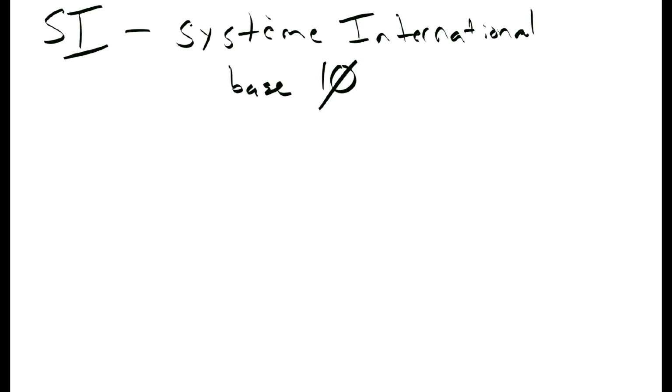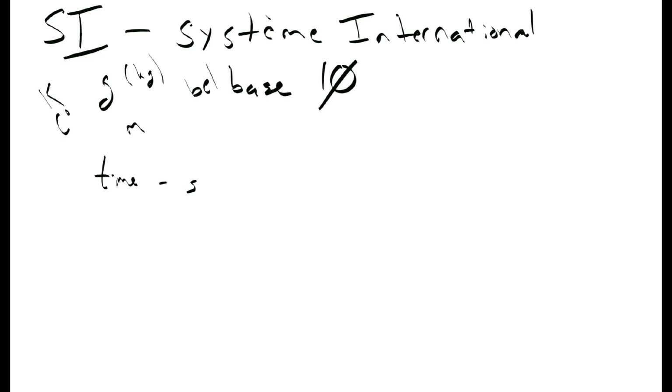There are some exceptions to the base 10 rule that are simply unavoidable. And one of those is time. The unit of time in the System International is the second. Other units, by the way, are the gram or the kilogram, the meter, let's see, the bel for measuring sound. You have Kelvin or Celsius for measuring temperature, things like that.